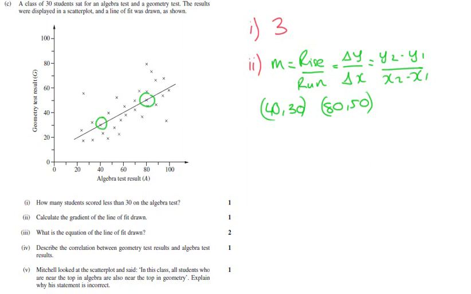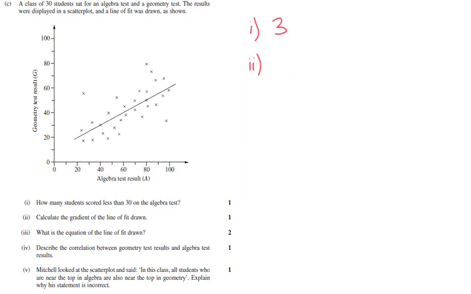So in this case, we want to find the gradient, which is our y2 minus y1. So 50 take away 30 over 80 take away 40. Very important to have your y over your x, your rise over your run. And if we simplify that down to 20 over 40, or 2 over 4, or 1 over 2, we've now worked out that our gradient, our m value, is 1 over 2.